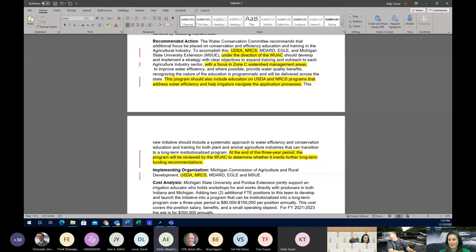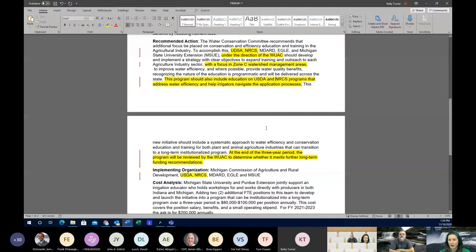So I've inserted the word "and" in between USDA and NRCS in this, and so hopefully that makes it a little more digestible. Dave, is that the correction that you were suggesting, or were you suggesting that it should just be a comma to indicate that it's coming from NRCS within USDA?